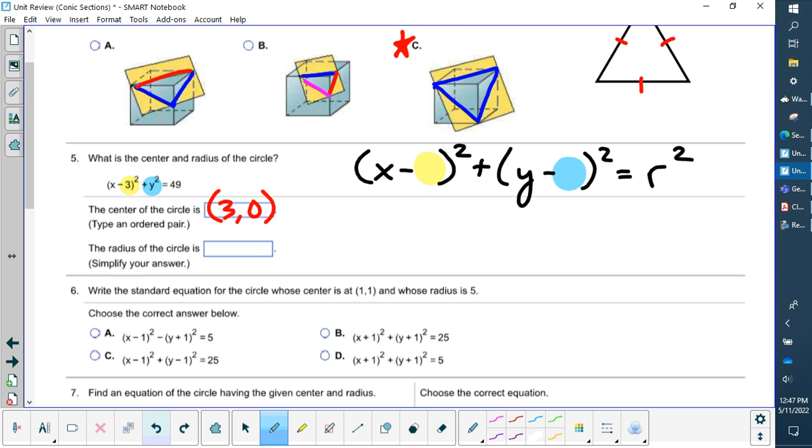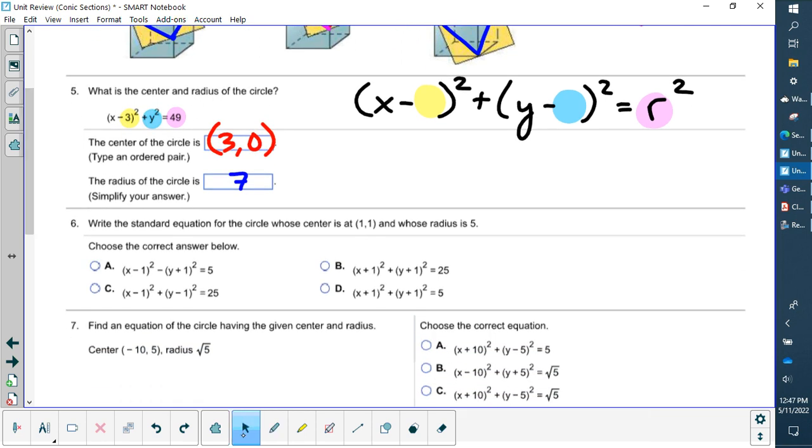And my radius. I notice the radius is going to go in this spot. But in my formula, I have r squared, but I have 49. Well, what number do I multiply by itself to get 49? And the answer is 7.